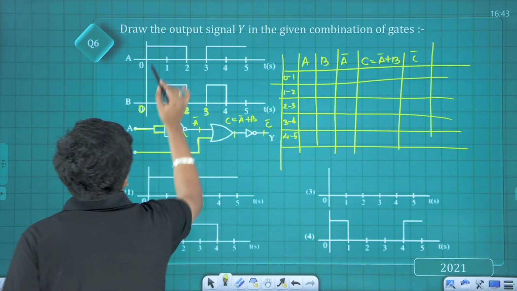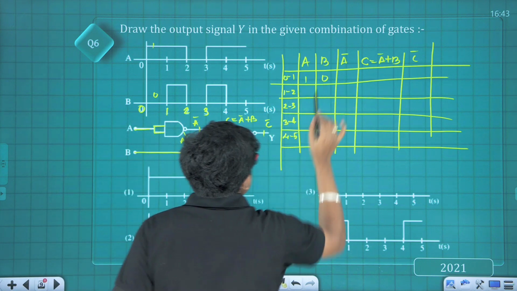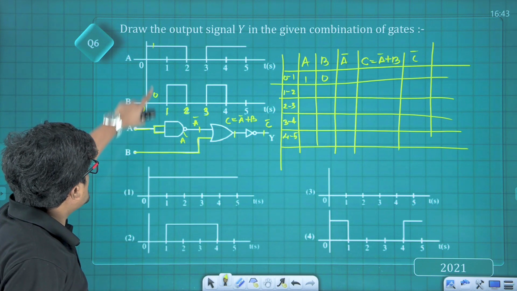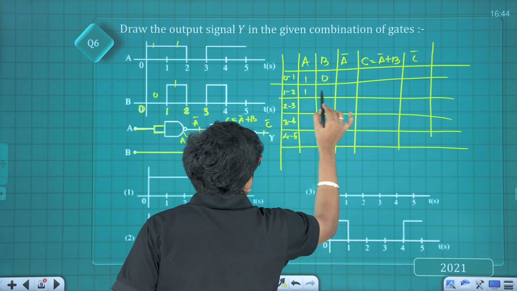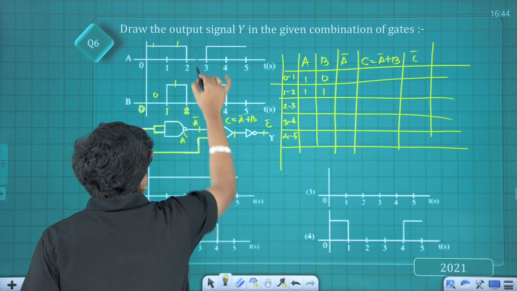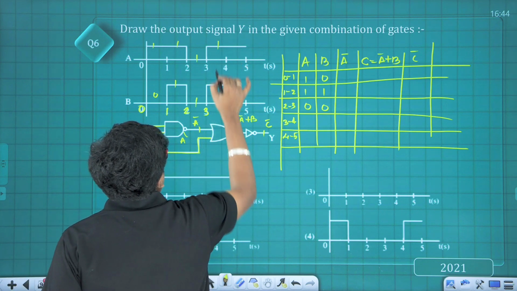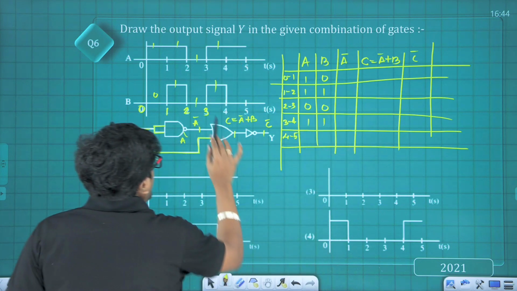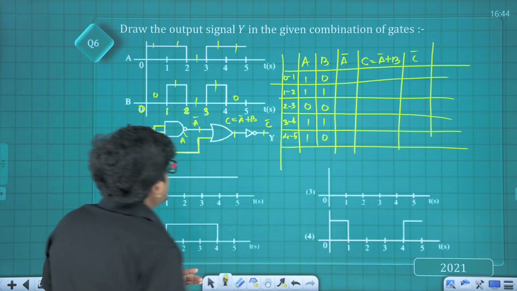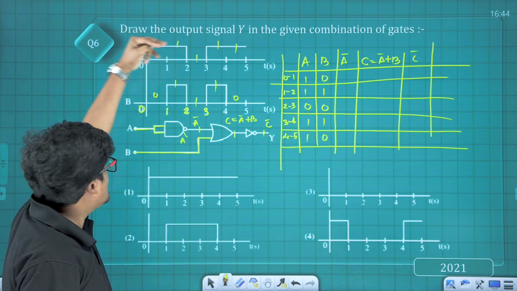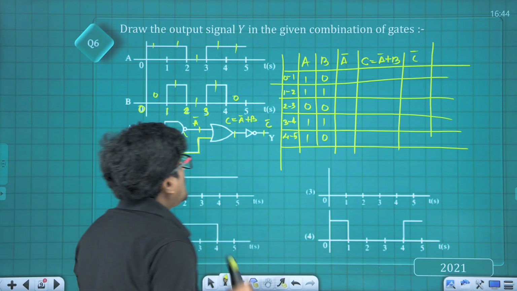Now, 0 to 1, I have got 1 0. For A it is 1, for B it is 0. So 0 to 1 it is 1 0, 1 to 2 it is 1 1. Now 2 to 3 it is 0 0. Then 3 to 4 it is 1 1. And 4 to 5 it is 1 0. That means the value which is high I take as 1, the value which is low I am taking as 0. I hope you got the logic. Yes, now let me do the operations.